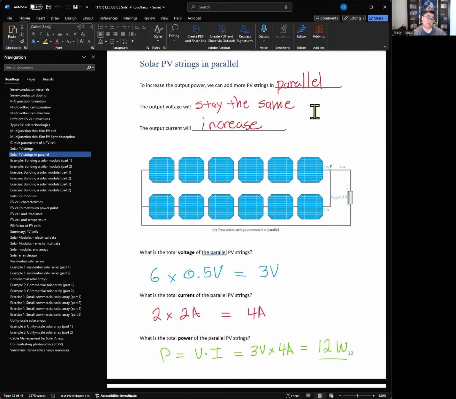Well, it depends how much power we want. We have the voltage set. Now we start increasing the current. Okay. How do we increase the current? You want to put things in parallel. Parallel circuits, the output voltage always stays the same, but the current will increase.